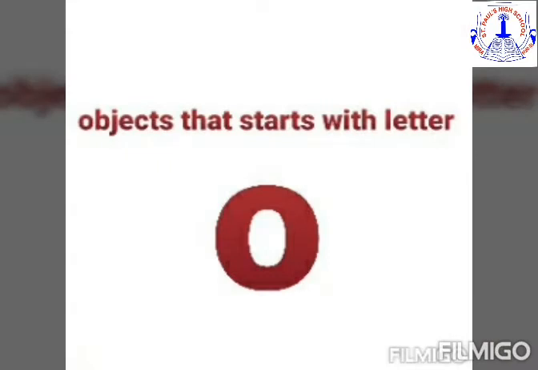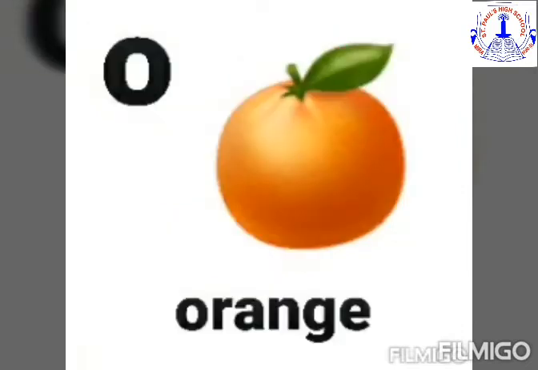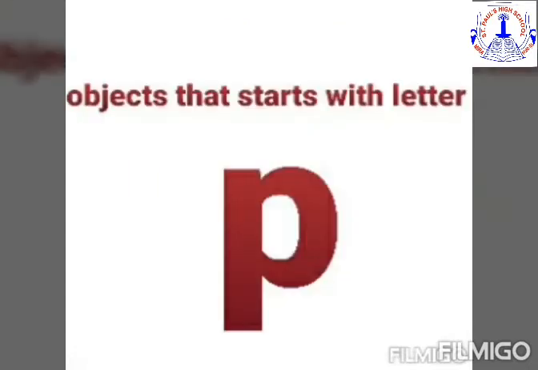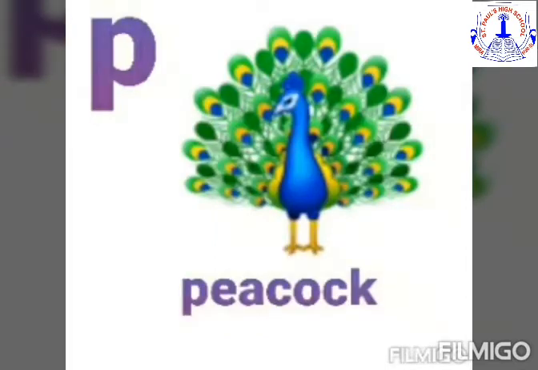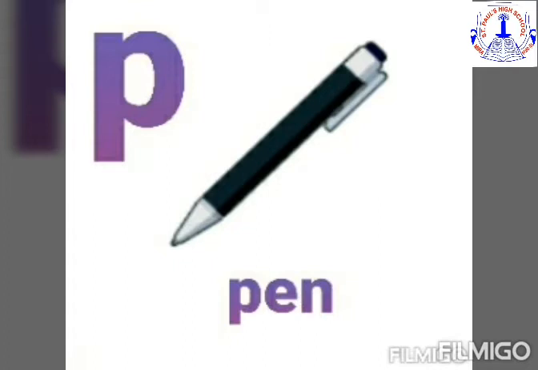Objects that starts with letter O. The sound of letter O is O. O, O, octopus. O, O, orange. O, O, owl. Objects that starts with letter P. P sounds P. P, P, peacock. P, P, pin. P, P, pen.